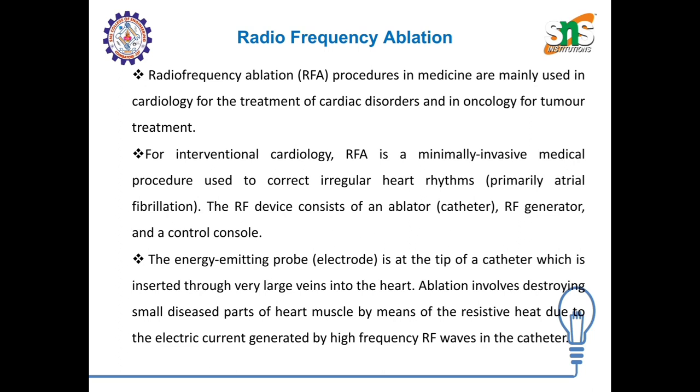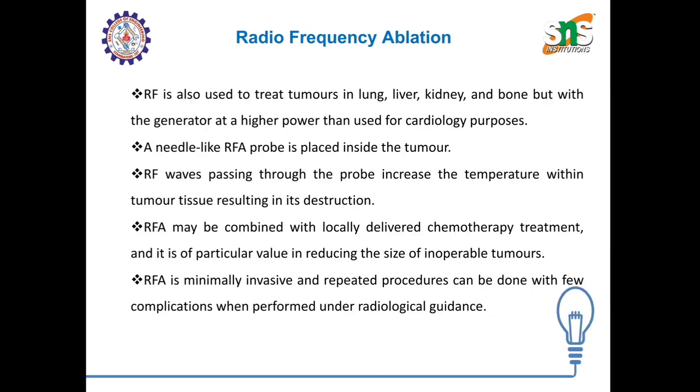The energy emitting probe, that is the electrode, is at the tip of the catheter, which is inserted through very large veins into the heart. Ablation involves destroying small diseased parts of heart muscle by means of the resistive heat due to the electric current generated by high frequency waves in the catheter. This is also used to treat tumors in lung, liver, kidney, and bone, but with a generator at higher power than used for cardiology purposes.